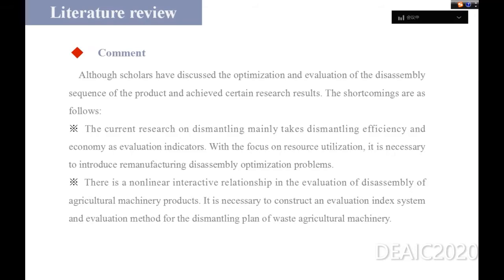Second, there is a non-linear interactive relationship in the evaluation of the disassembly of agricultural machinery products. It is necessary to construct an evaluation index system and evaluation method for waste agricultural machinery.